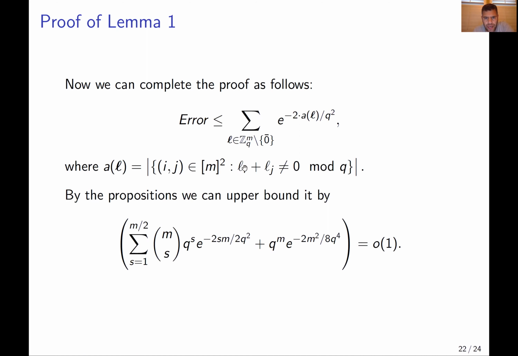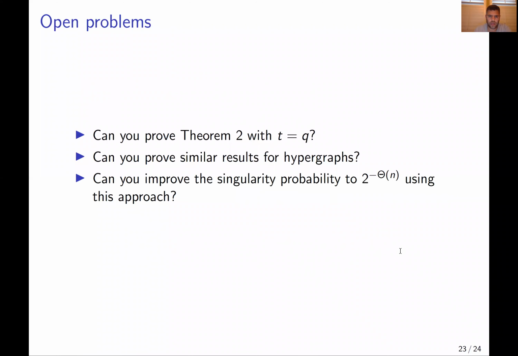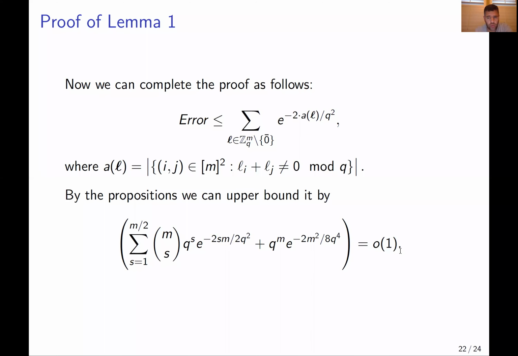Plus, for the other L's, if L has a large support, there are at most q to the m such vectors. And for each of them, we get a much better bound from proposition 2. And if you do the math here, you see that this is just little o of 1. So this completes the proof of lemma 1. Lemma 2 I cannot sketch because it's a little bit longer.